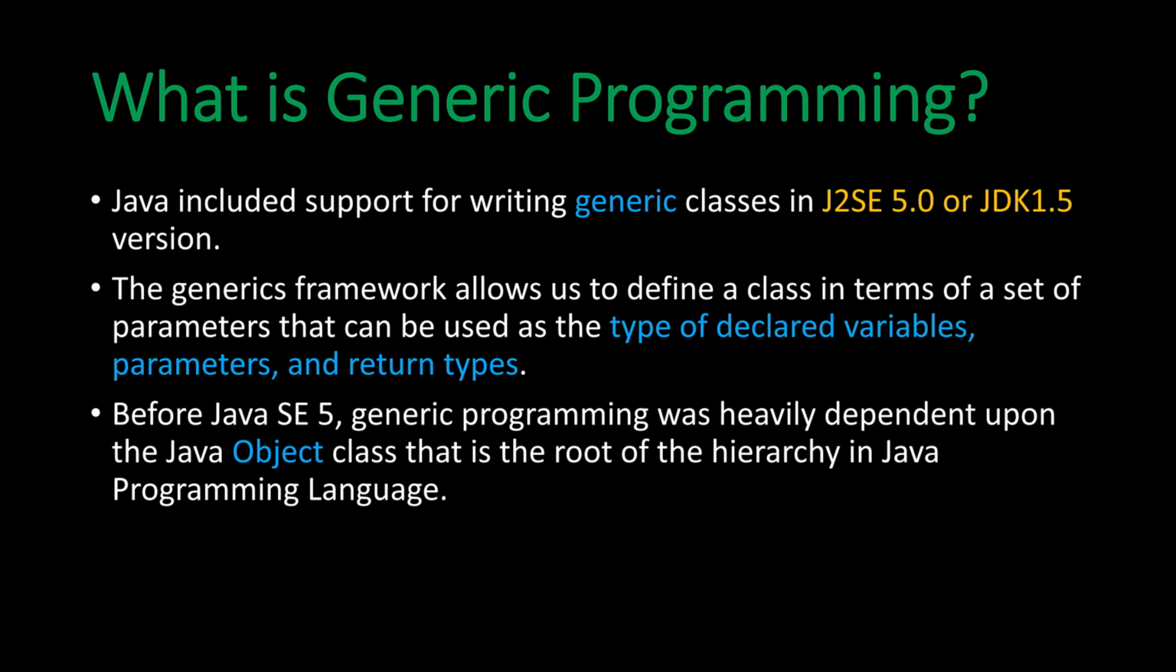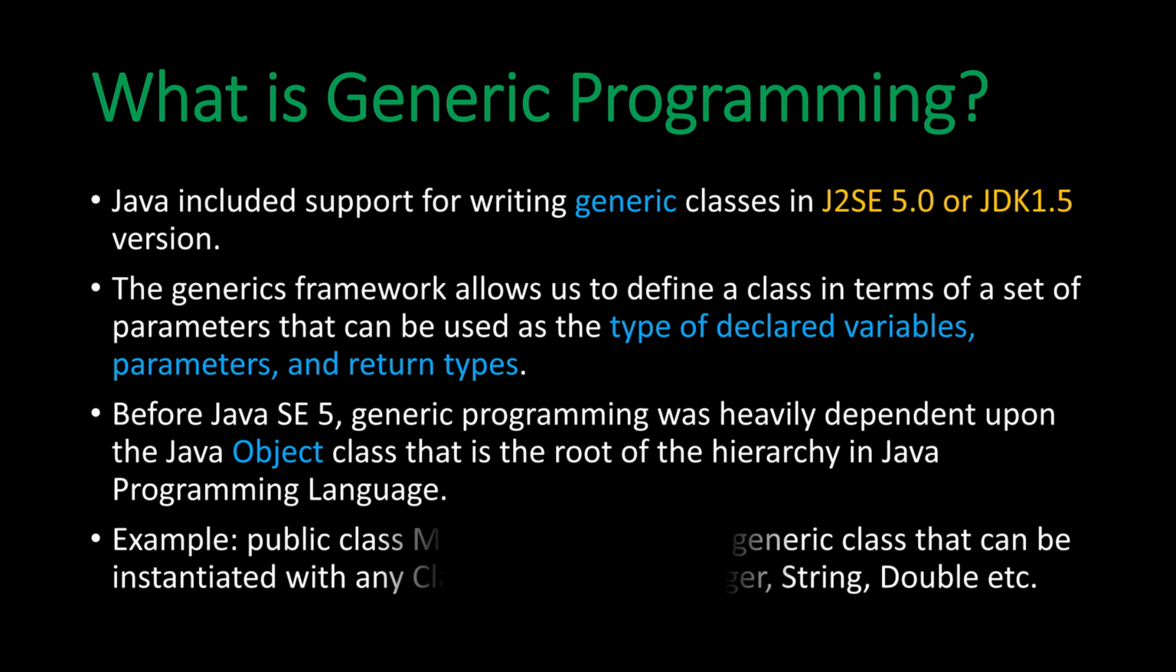Before Java SE 5, generic programming was heavily dependent upon Java's Object class. Object is Java's highest level parent class. Every class, every internal class or external class extends this class. So they used to box their classes or objects within the Object class. That is the root of the hierarchy in Java programming language.